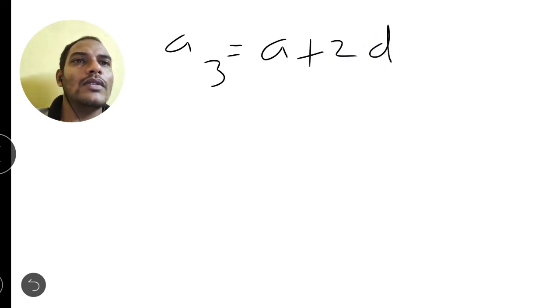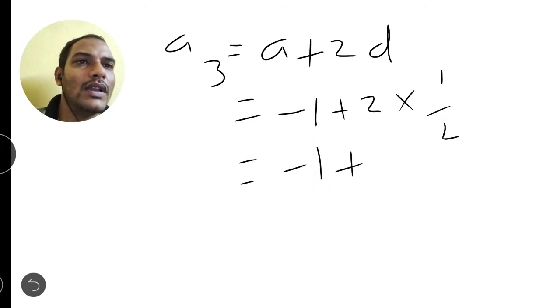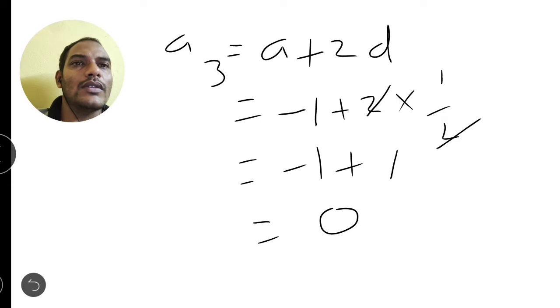Next third term A3 is equals to A plus 2D. So A value, what is A value? Minus 1 plus 2 into, what is D value? 1 by 2. So it is equals to minus 1 plus, here 2 cancel 1. So minus 1 plus 1 equals to 0. So third term is 0.